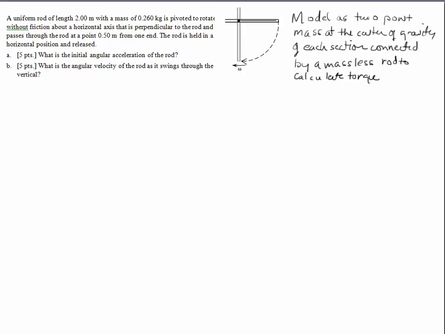We show here a diagram of the rod on its pivot. And what we want to do is model the rod, each section, the left section and the right section, by the center of gravity, located, or the mass at the center of gravity for each section. And we're going to do this for the purposes of calculating torque and later on for the purposes of calculating the change in gravitational potential energy.